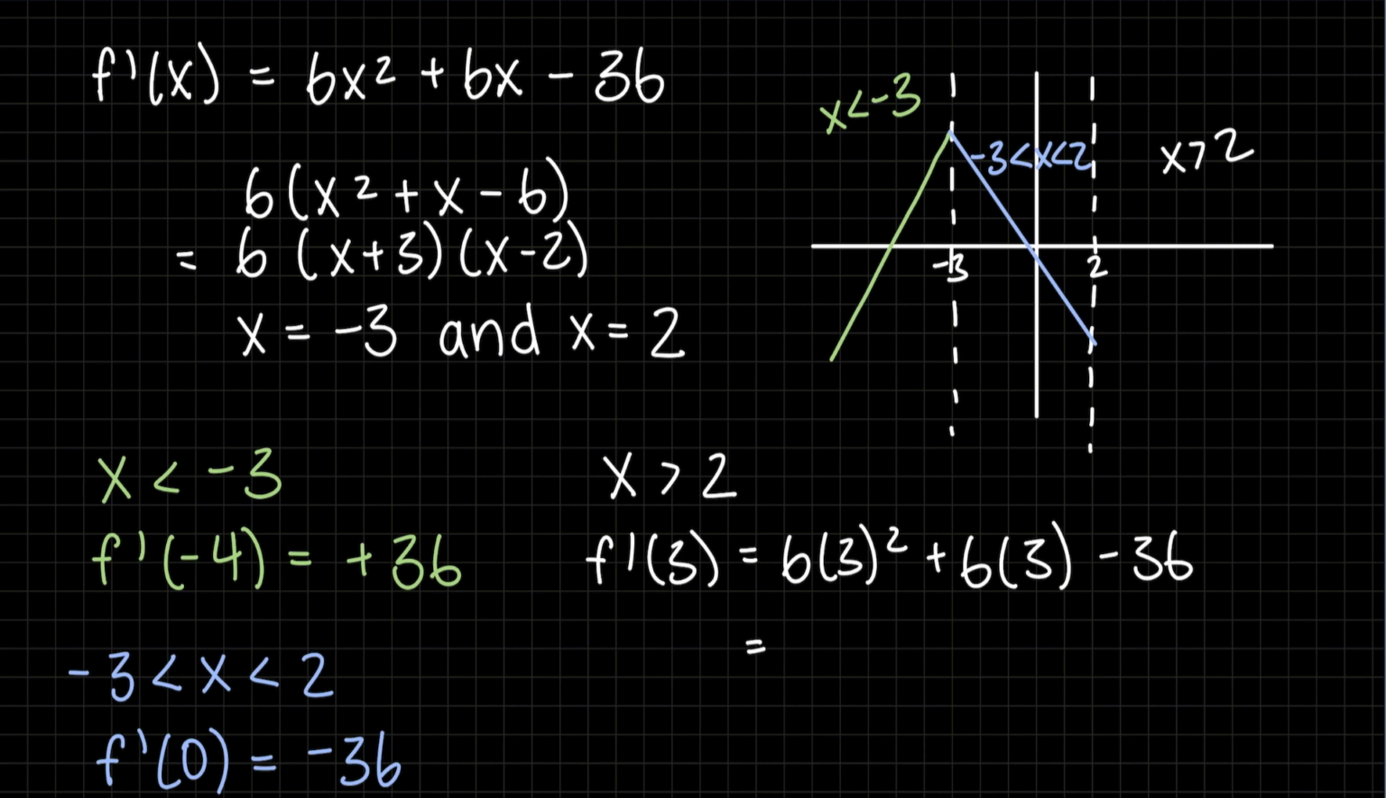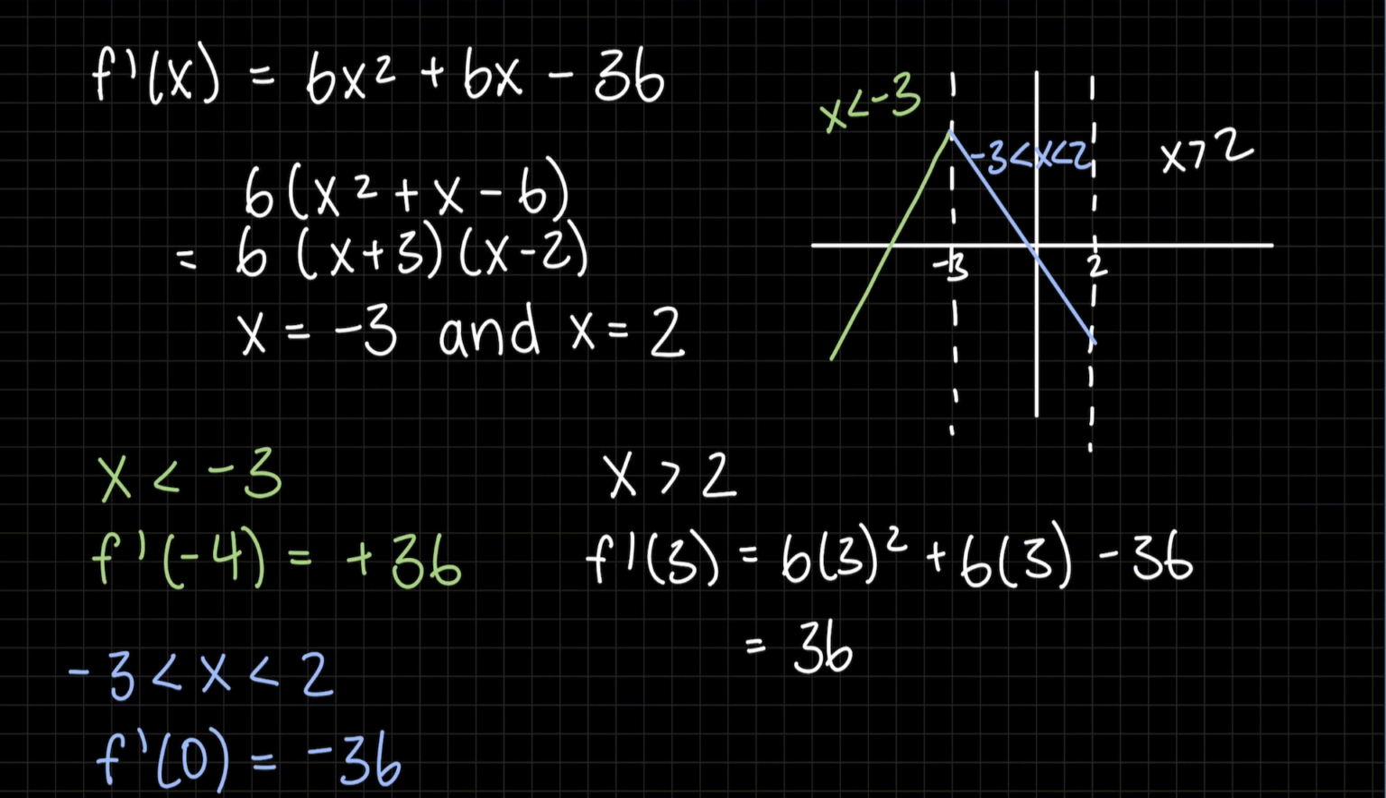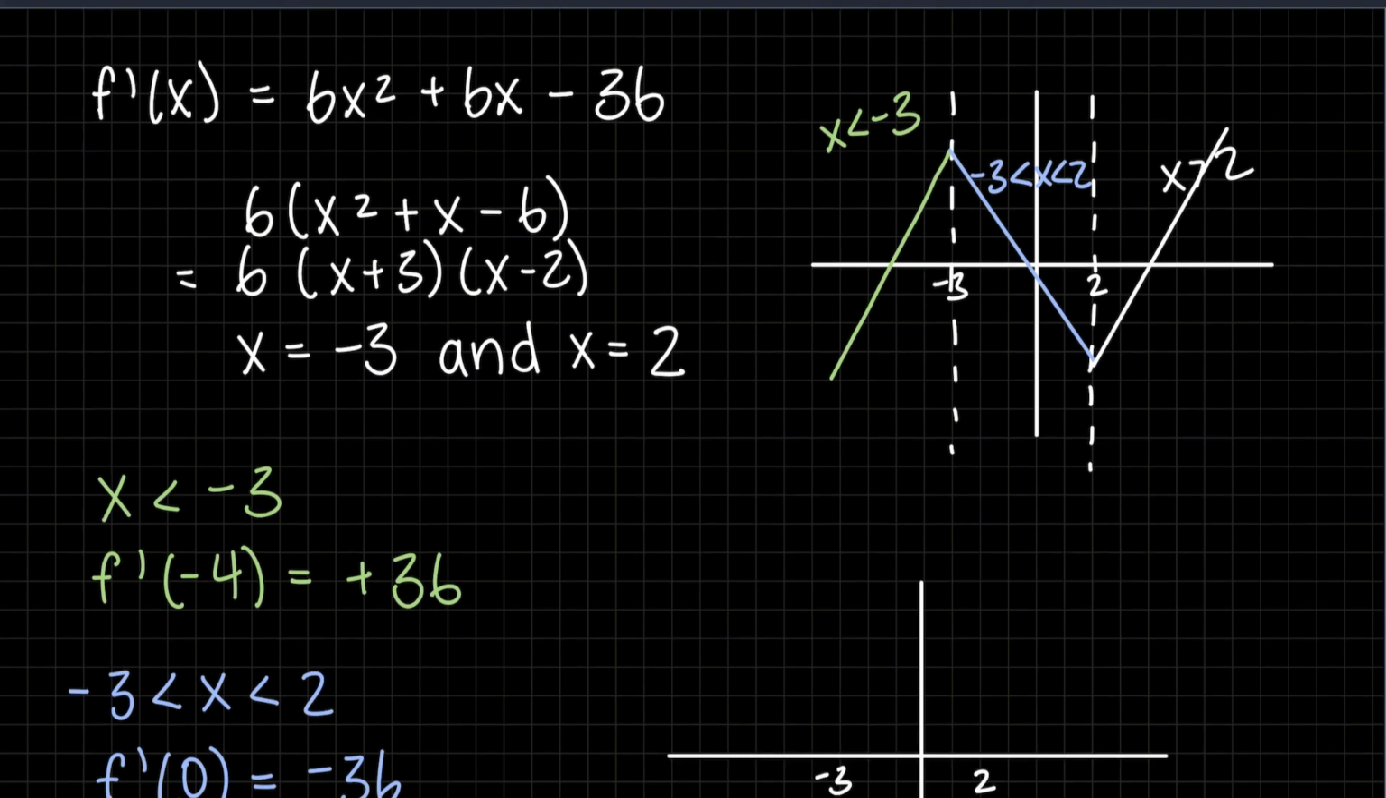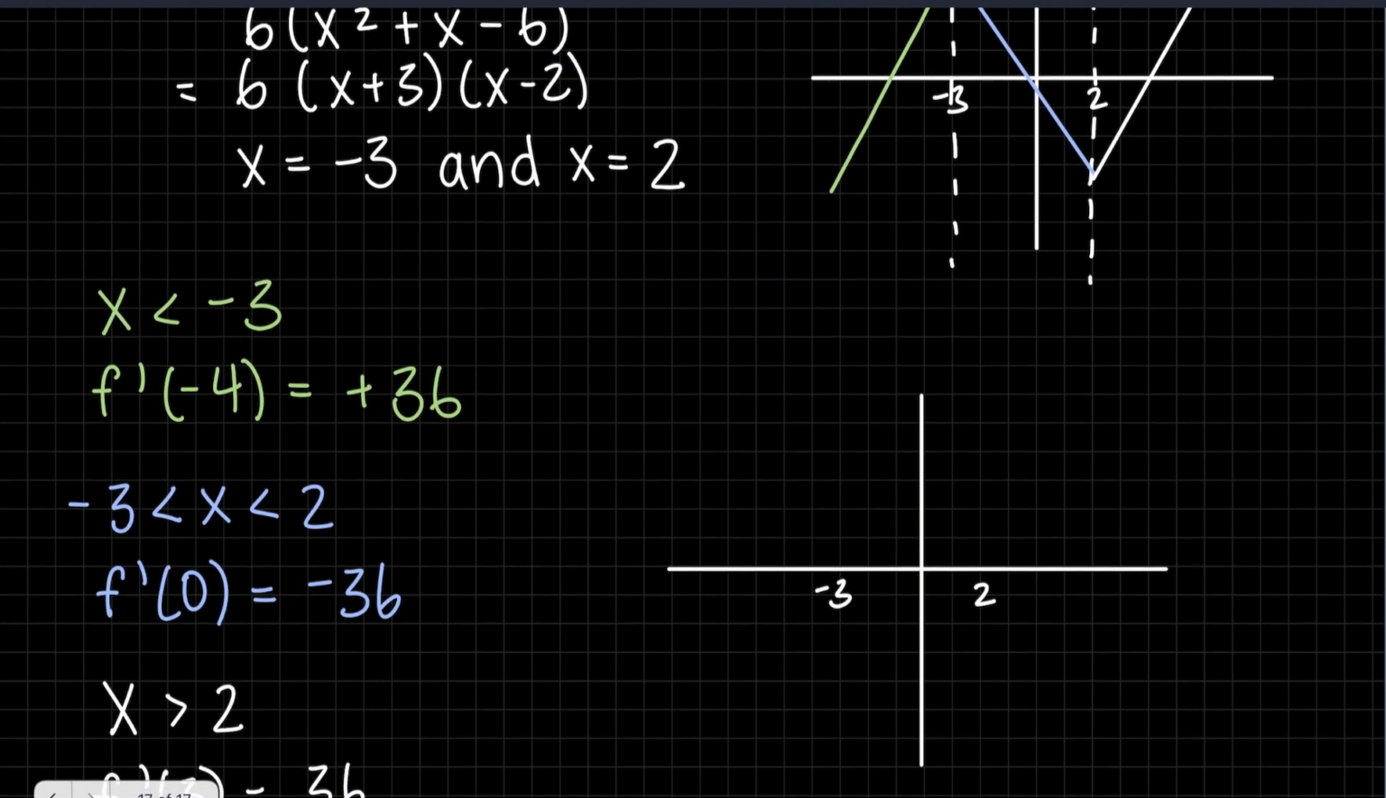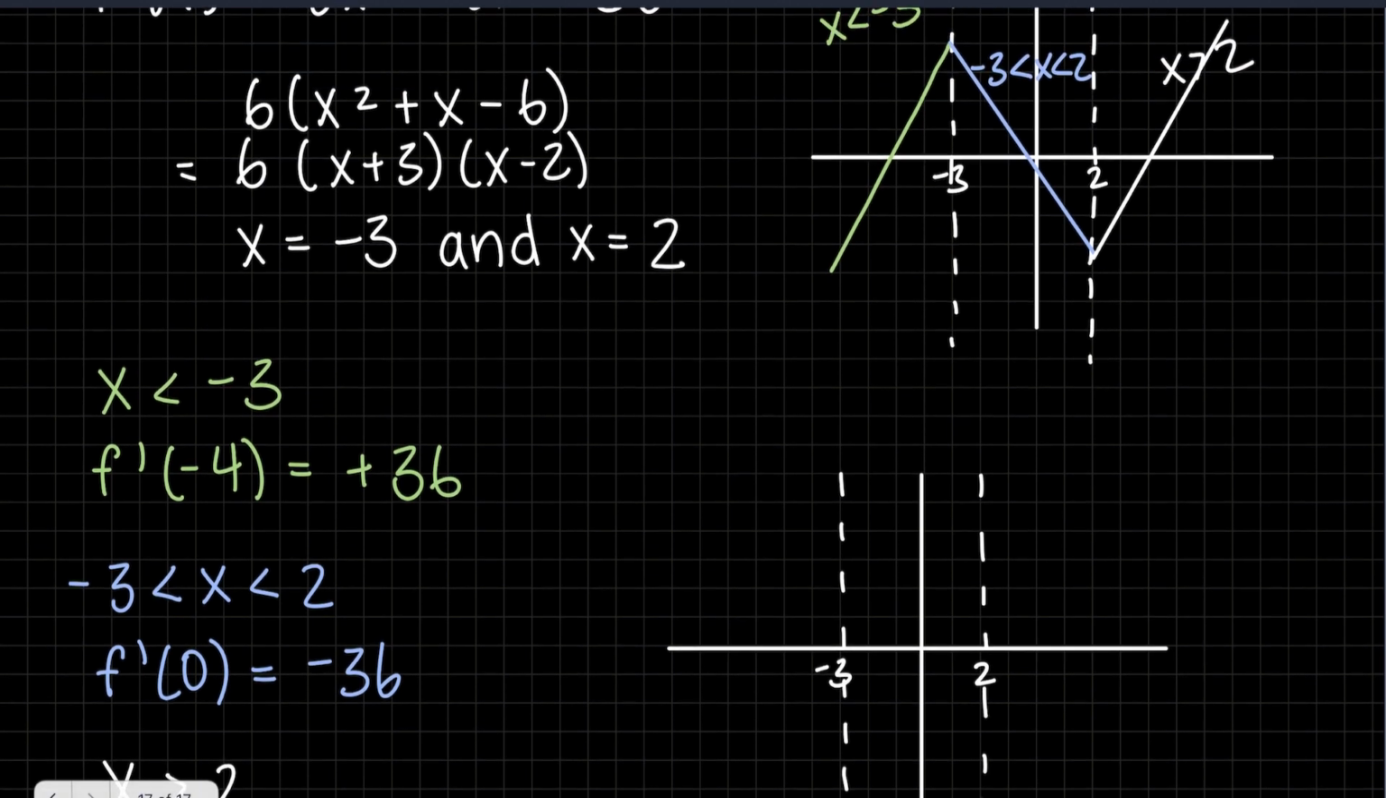And I end up with a positive number. So my tangent line is going to look something like this. So let's just draw that. So we know that our graph isn't actually supposed to look like this. It should be a little bit smoother. So let's redraw this, so that our graph is a bit smoother.